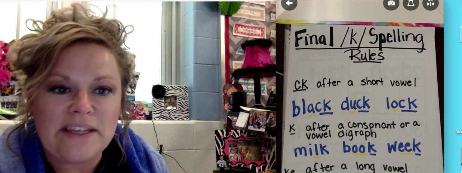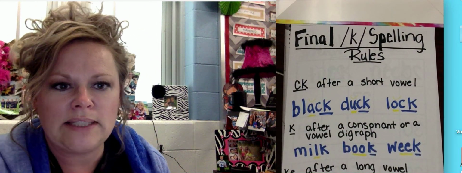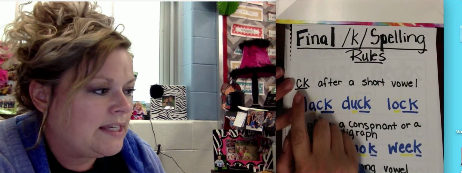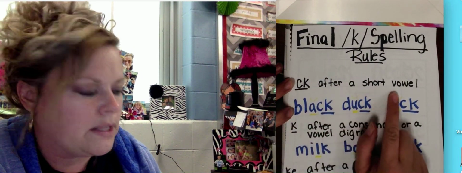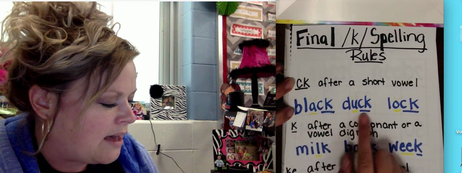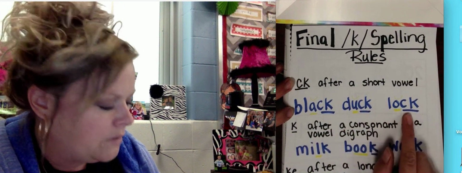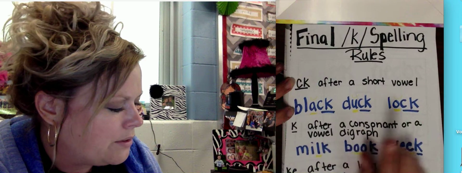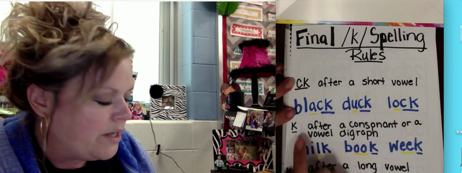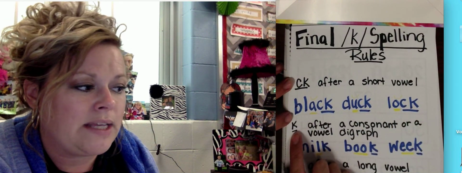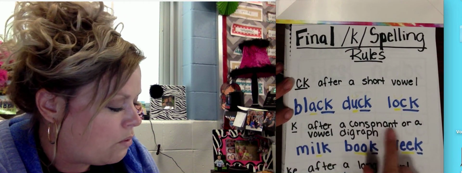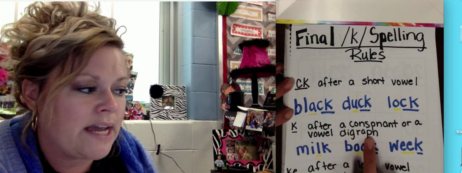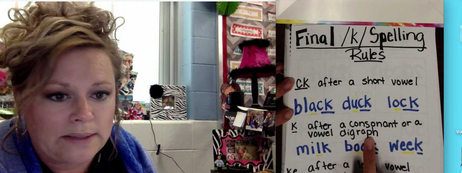All right, friends, here is the rule, the final K spelling rule. You use a CK when you hear K at the end of a word after a short vowel, like black, duck, and lock. Short vowel, short vowel, short vowel. When you hear a K in the final position and you spell it with just a K, it's after a consonant or a vowel digraph. A vowel digraph is two vowels that make one sound.